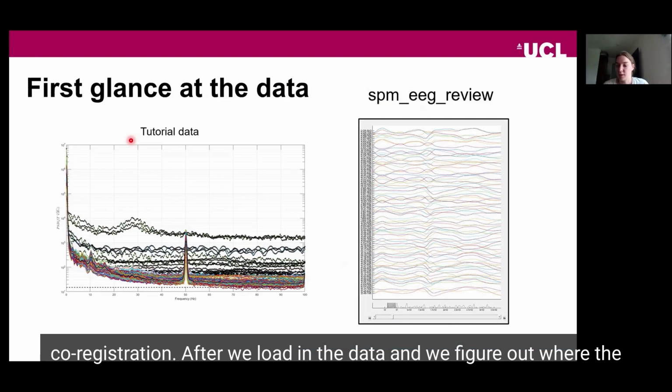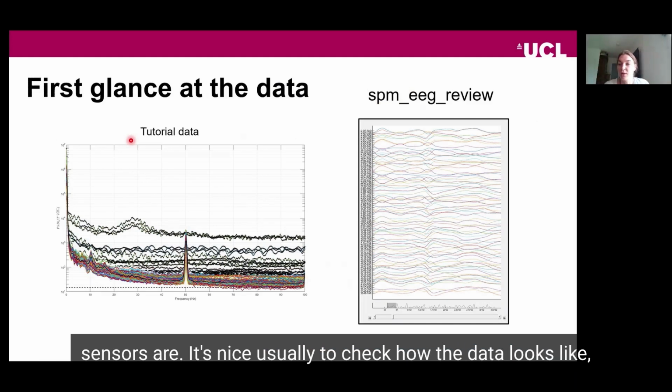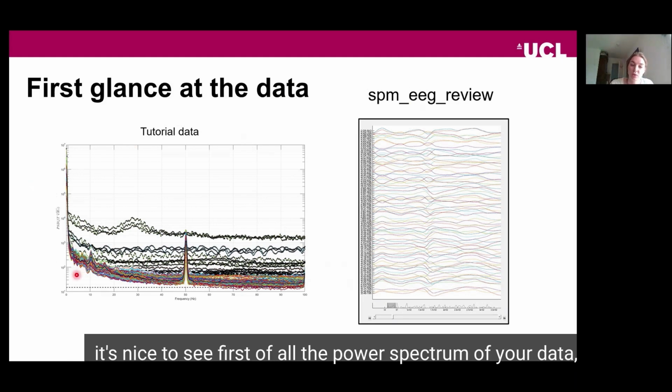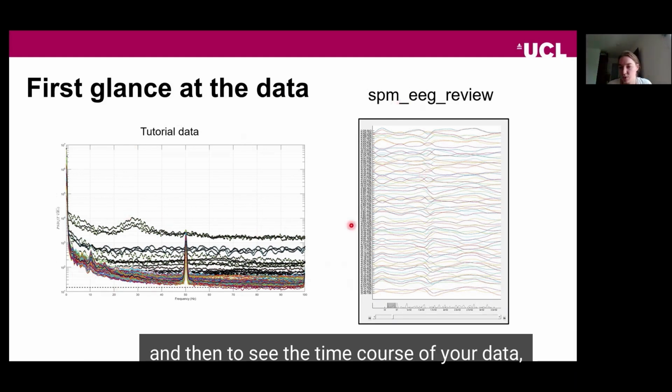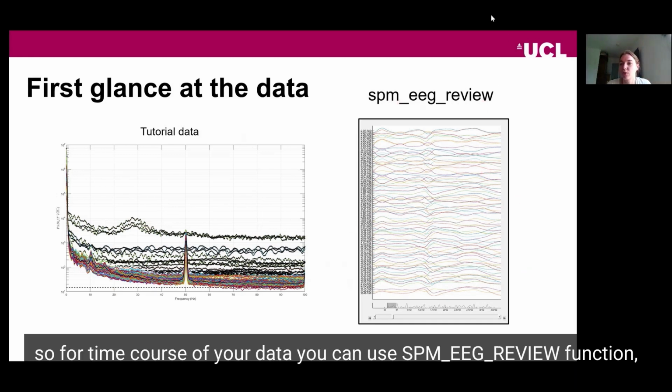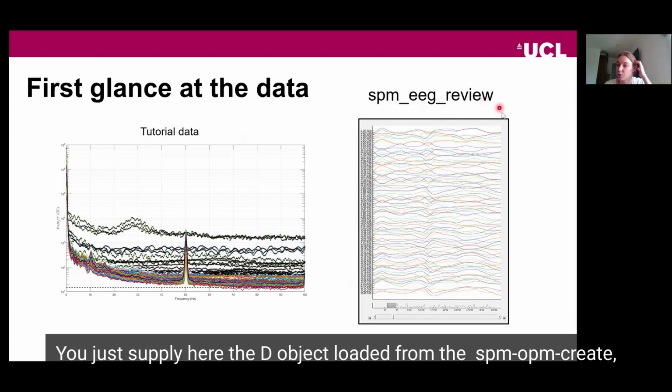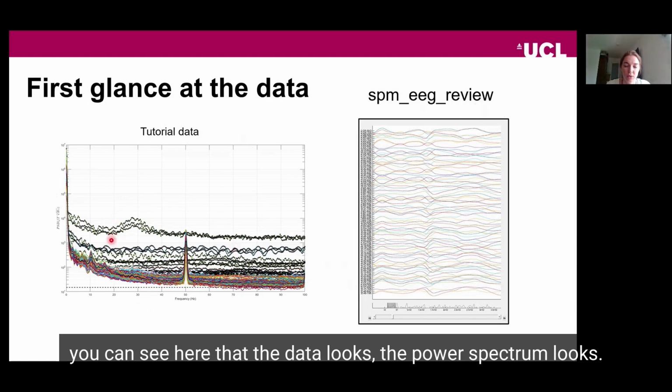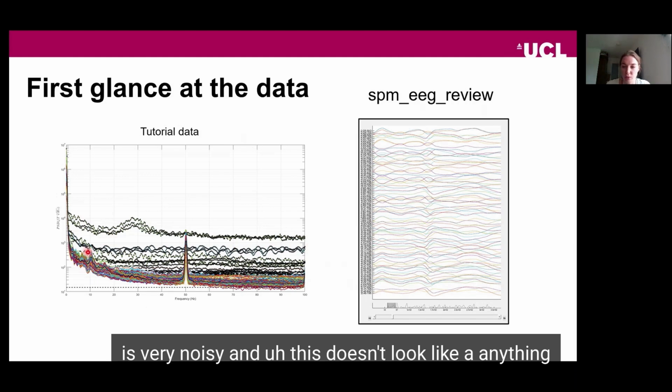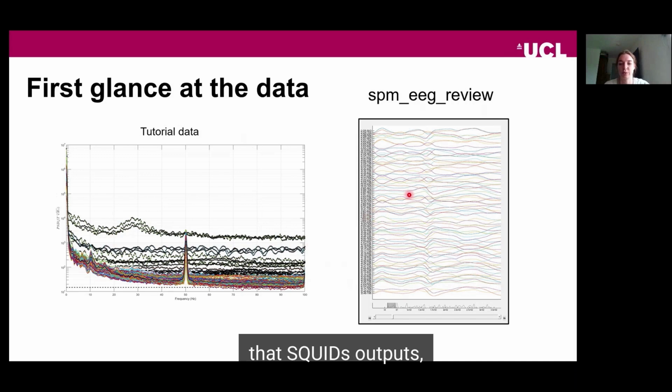So after we load in the data and we figure out where the sensors are, it's usually nice to check what the data looks like. It's nice to see, first of all, the power spectrum of your data, and then to see the time course of your data. For the time course of your data, you can use the SPM EEG review function. You just apply here the D object loaded from SPM OPM create. You can see here that the power spectrum looks very noisy, and this doesn't look like anything that a scalp EEG or MEG outputs.